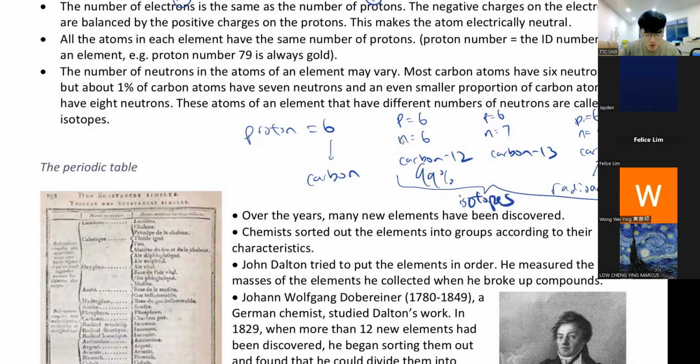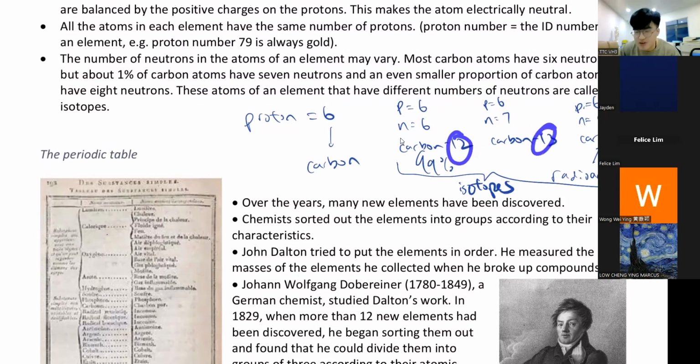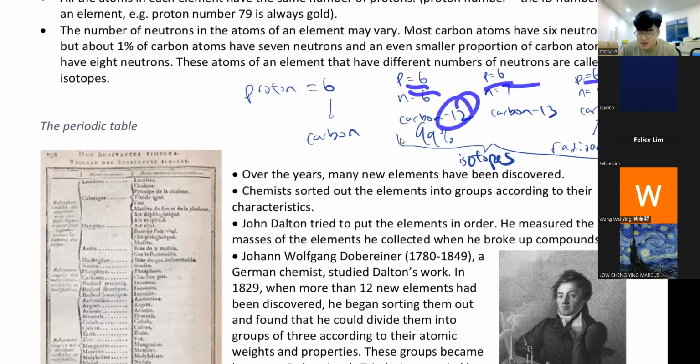Okay, we call them isotopes, right? Like you see, these atoms of an element have a different number of neutrons. They are called isotopes. Same mass number. I see. Mass number is the 12, 13, and 14, right? The mass number is different. The atomic number or the proton number is the same, but the mass number or the total number is different.